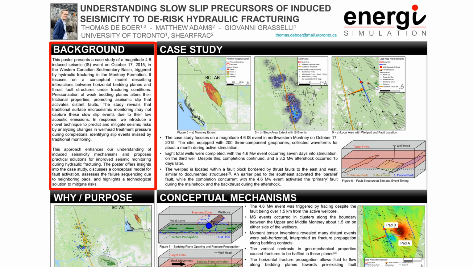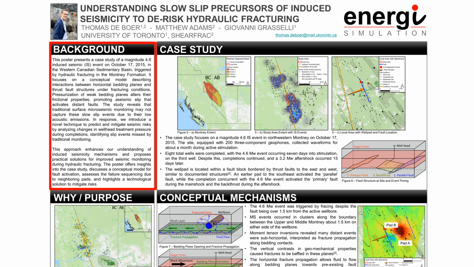This poster intends to present a conceptual model which describes the interactions between horizontal bedding planes under hydraulic fracturing and their interaction with thrust fault structures. In this case study, we look at how the pressurization of weak bedding planes alters the frictional properties, allowing for aseismic slip to occur, which has the capacity to activate distant faults.